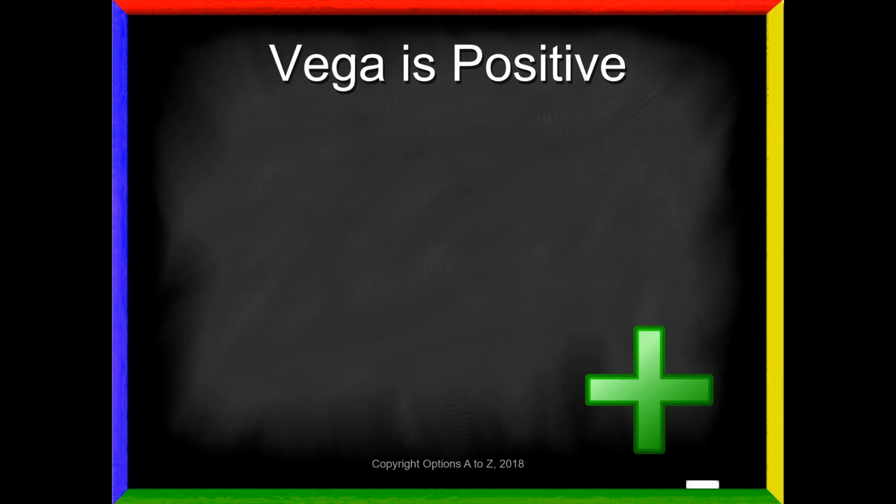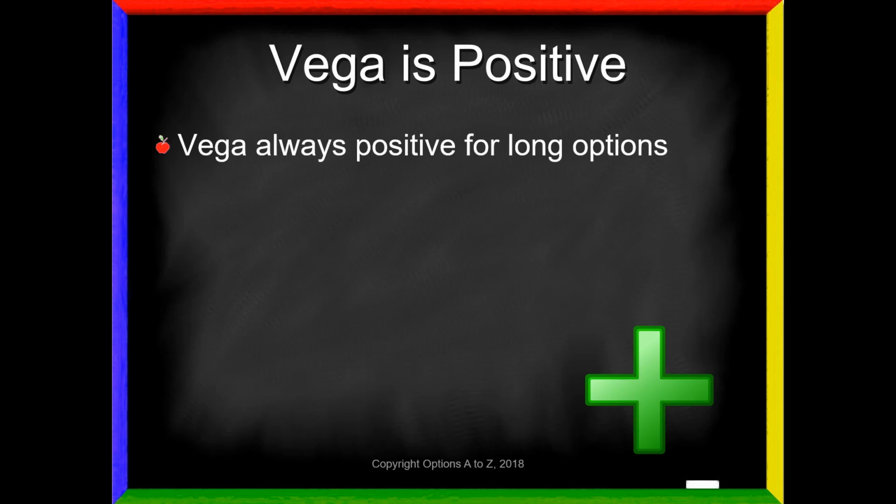Another aspect of Vega is to understand that it is always positive for long options. Doesn't matter if it's a call or a put. If you buy it, you have positive Vega. And that just means that those options are going to increase in value if volatility rises. They will also decrease in value if volatility falls. But the important point is that it doesn't matter if it's calls or puts. If you buy it, you've got positive Vega.